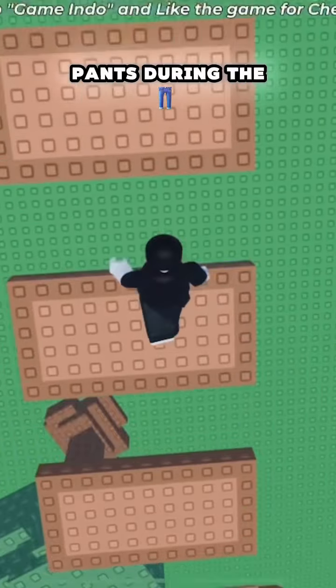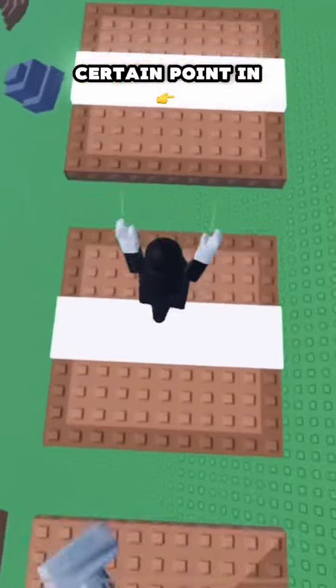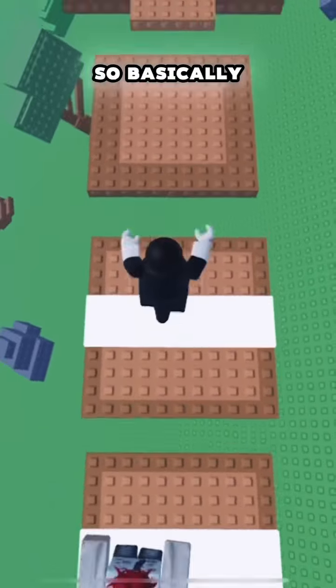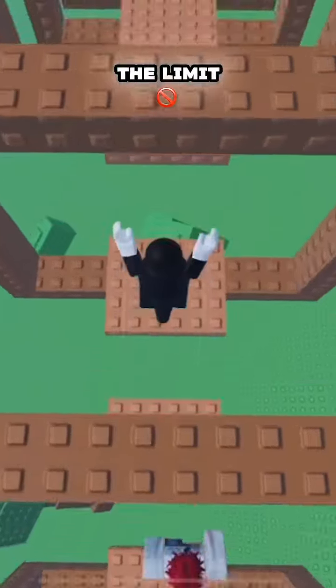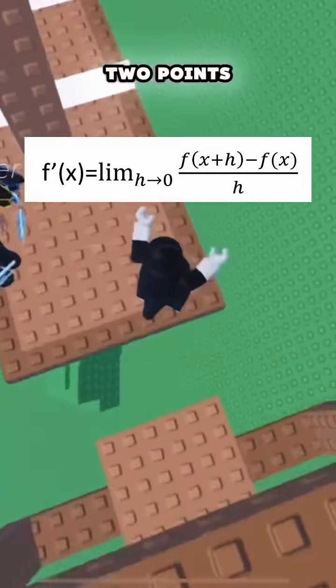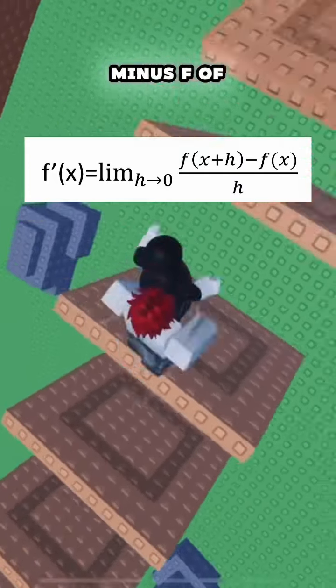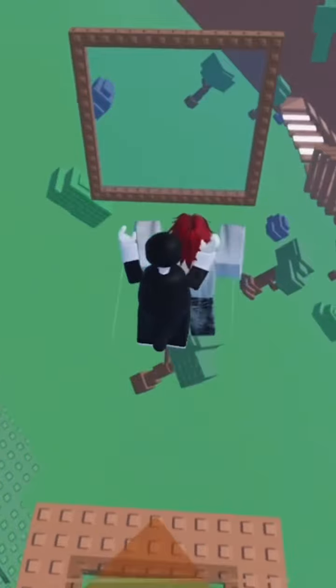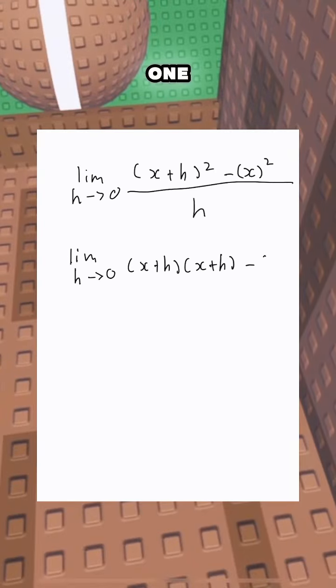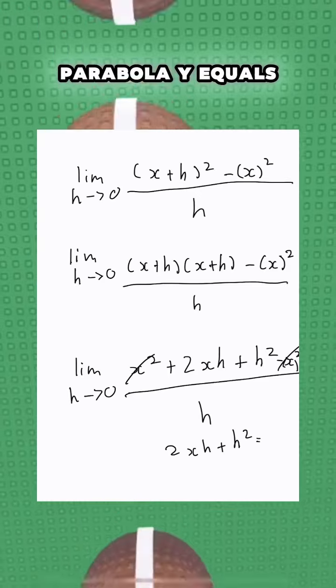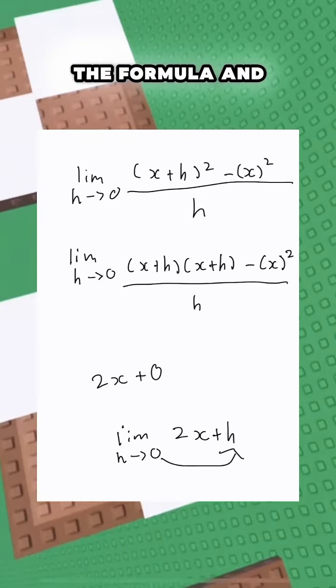But the smarty pants during the 17th century found a way to find the slope at a certain point on a line that is not straight. So basically we use the formula that is just the limit as h, the distance between the 2 points that the line is connected to, approaches 0 of the quantity f of x plus h minus f of x, divided by h. For example, we want to find the derivative at the point 1, 1 on the parabola y equals x squared. We can plug it in the formula and we'll get 2.